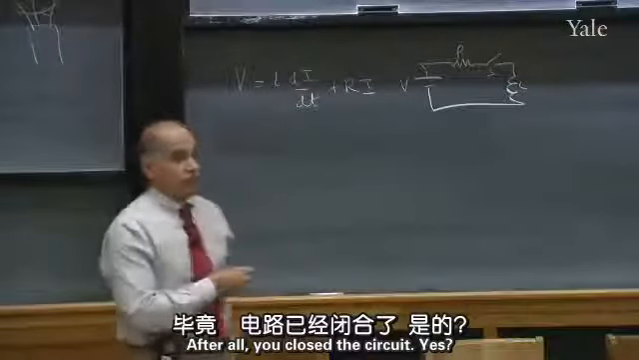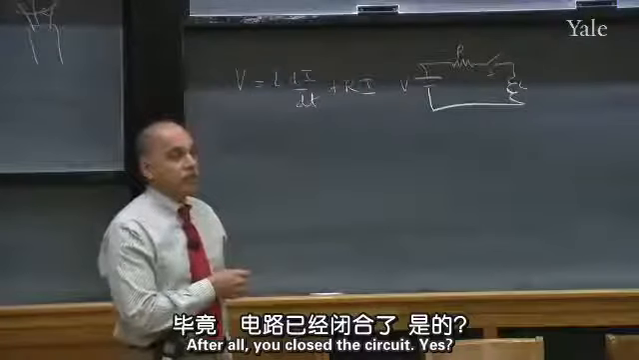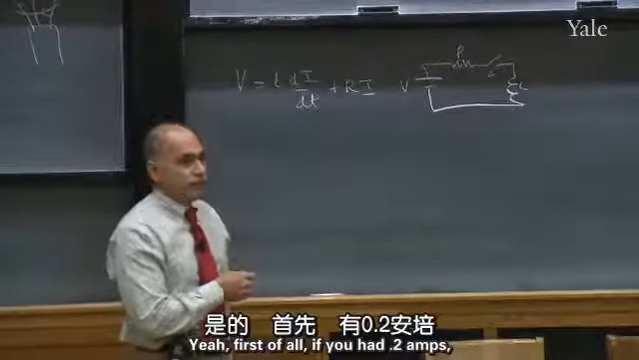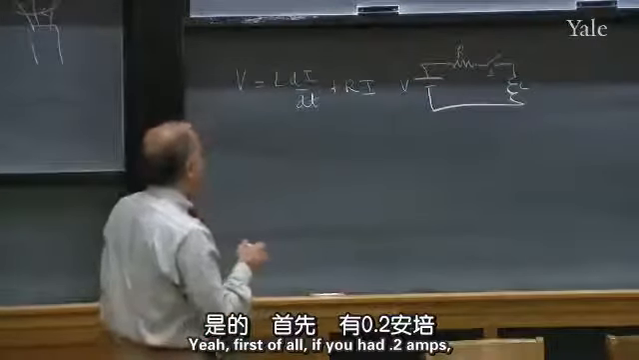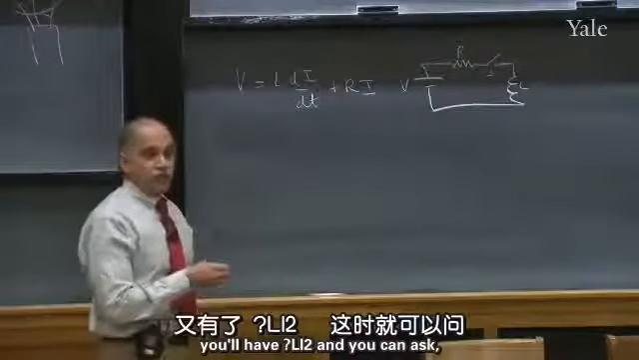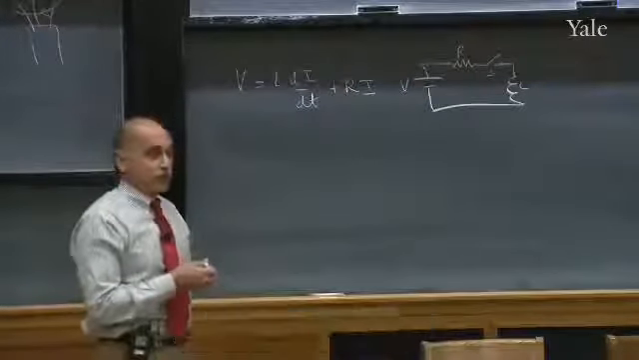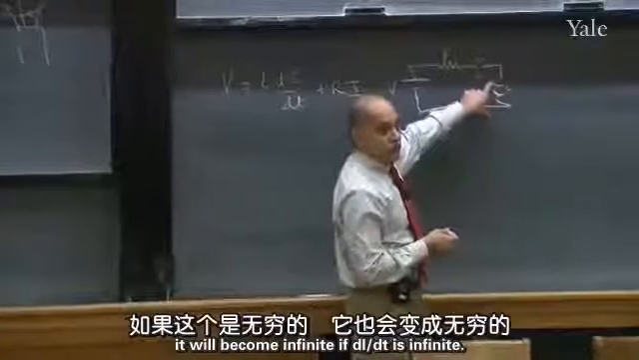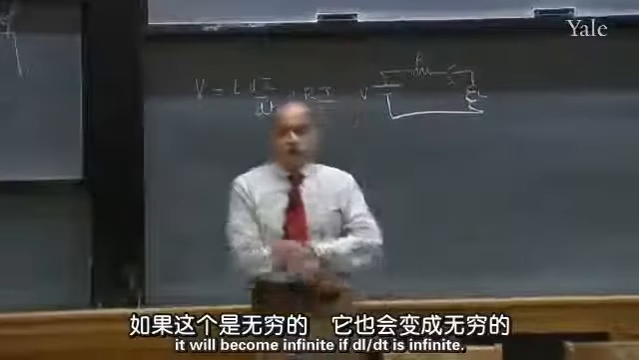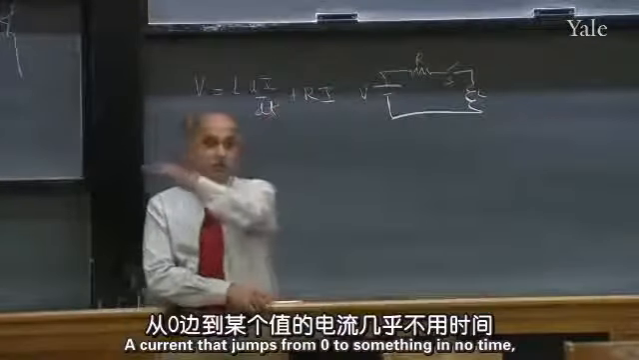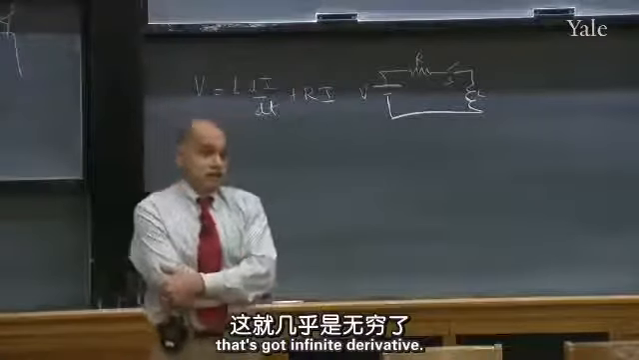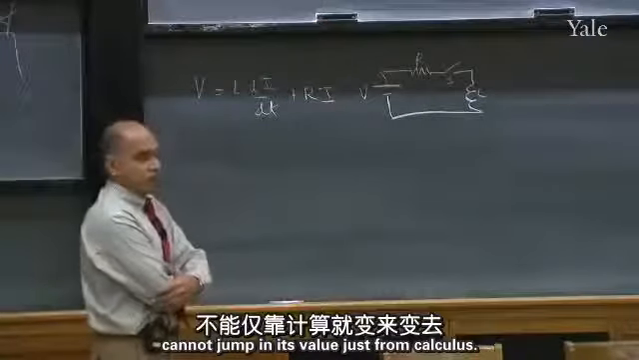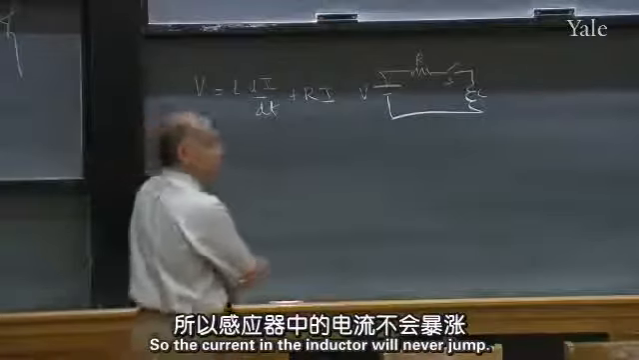After all, you close the circuit. Yes, you have energy stored in the inductor without having done any work. First of all, if you had 0.2 amps, you'd have 1/2 L I squared, and you can ask who had the time to do that, and nobody. More importantly, if L di/dt is the voltage across this, it will become infinite if di/dt is infinite. A current that jumps from 0 to something in no time has infinite derivative. So any quantity whose derivative is bounded cannot jump in its value, just from calculus. So the current in the inductor will never jump.